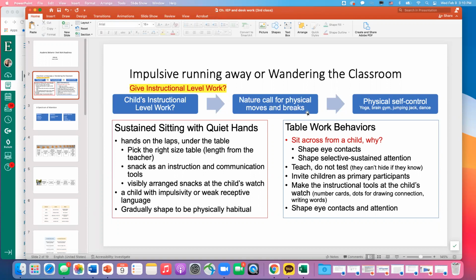And then you understand that there is a natural call for physical moves and breaks. A child cannot sit for long. With self-control, we talk about only mental and emotional self-control. How about physically? Can the child control themselves? You remember the quiz I gave you about the school break, right? The school schedule, where I compared Korean schools and American schools. That is why I gave that.